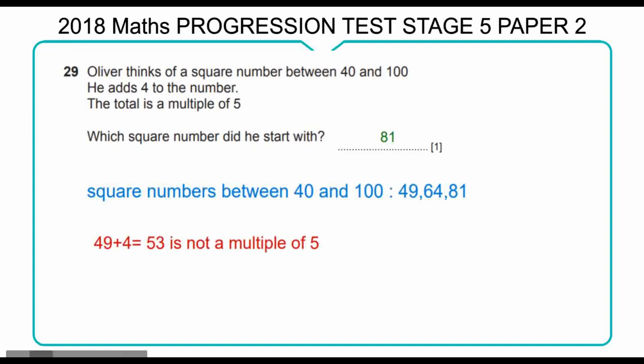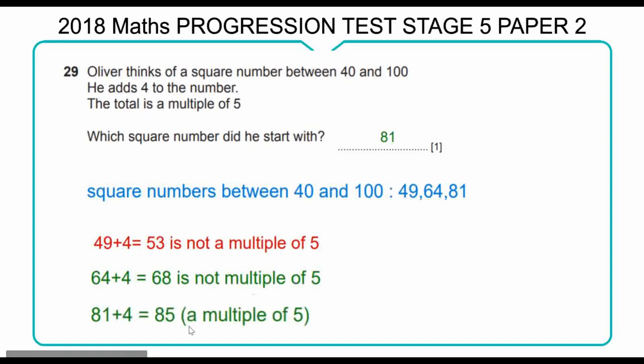49 plus 4 is 53, which is not a multiple of 5. 64 plus 4 is 68, which is not a multiple of 5. 81 plus 4 is 85. It ends with 5. Anything that ends with 5 is a multiple of 5. Next.